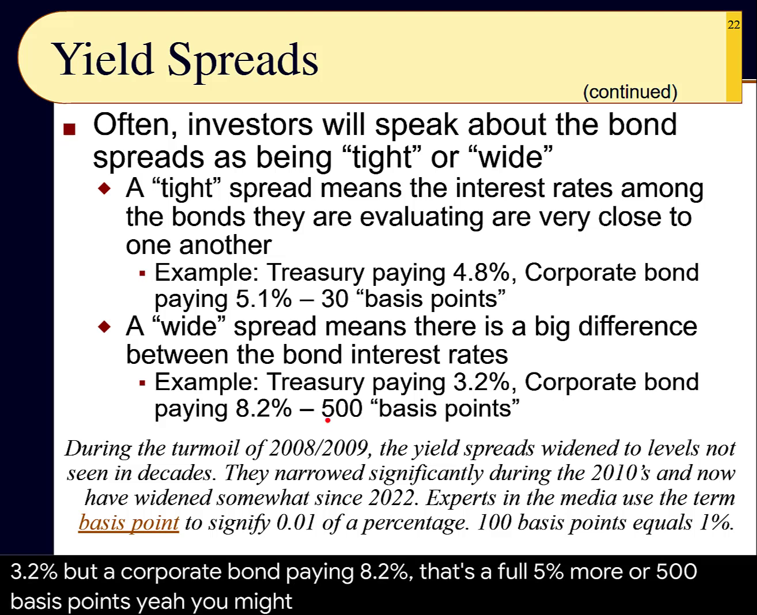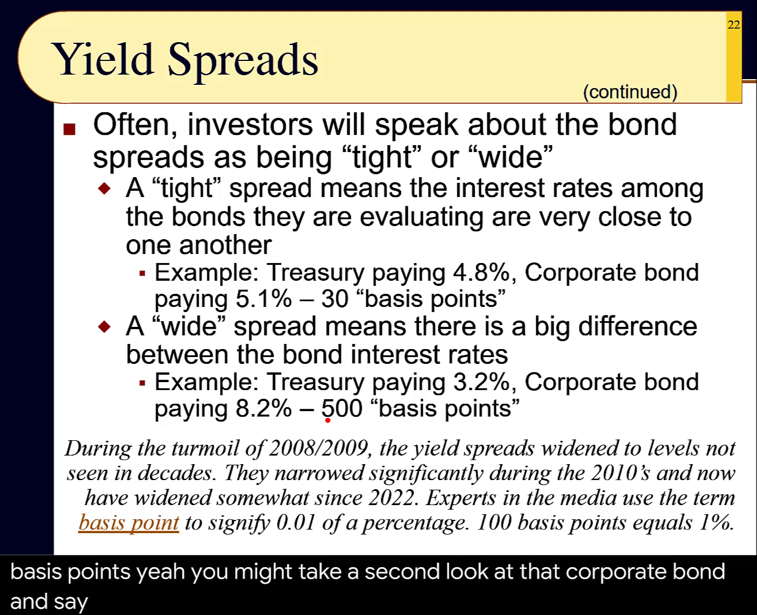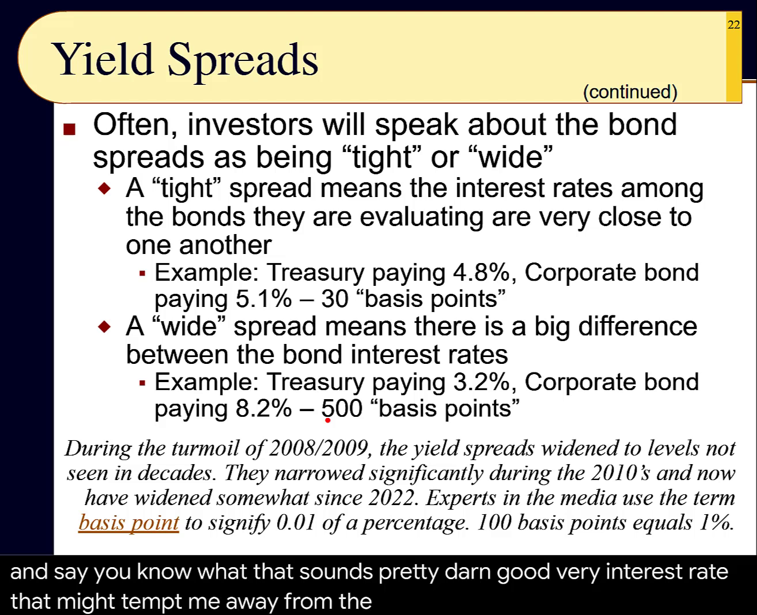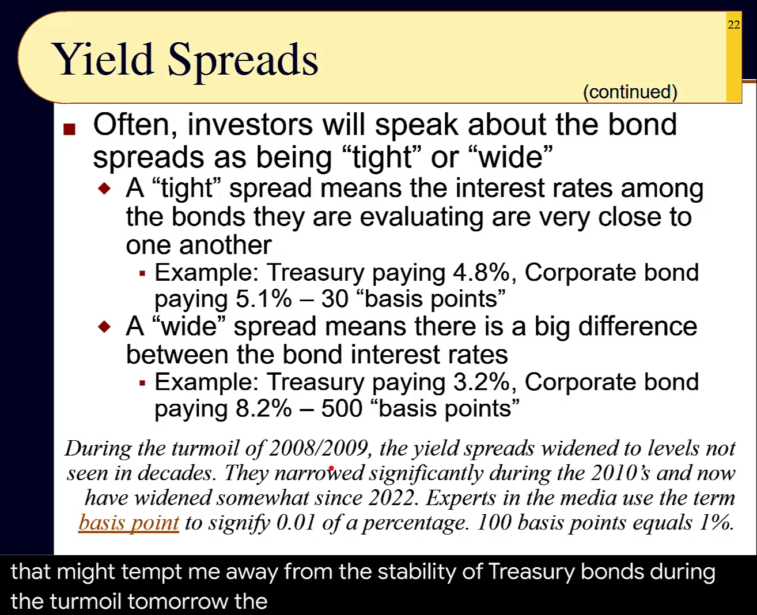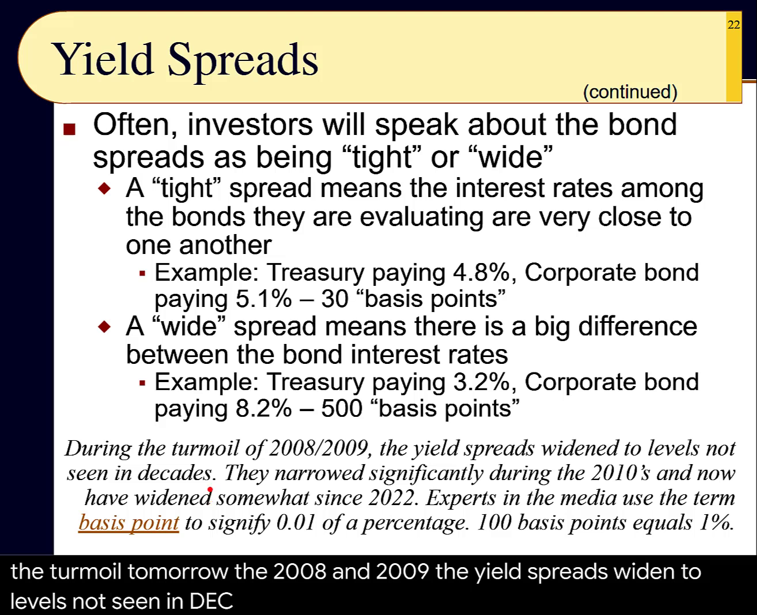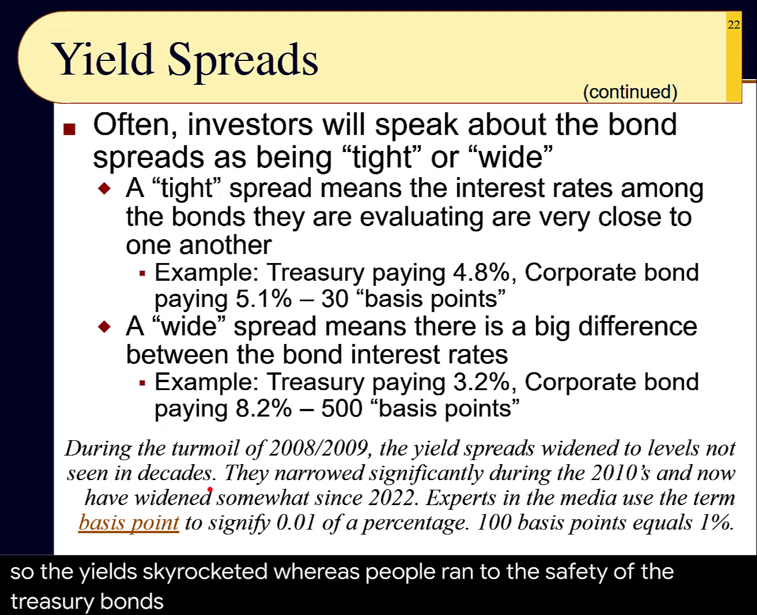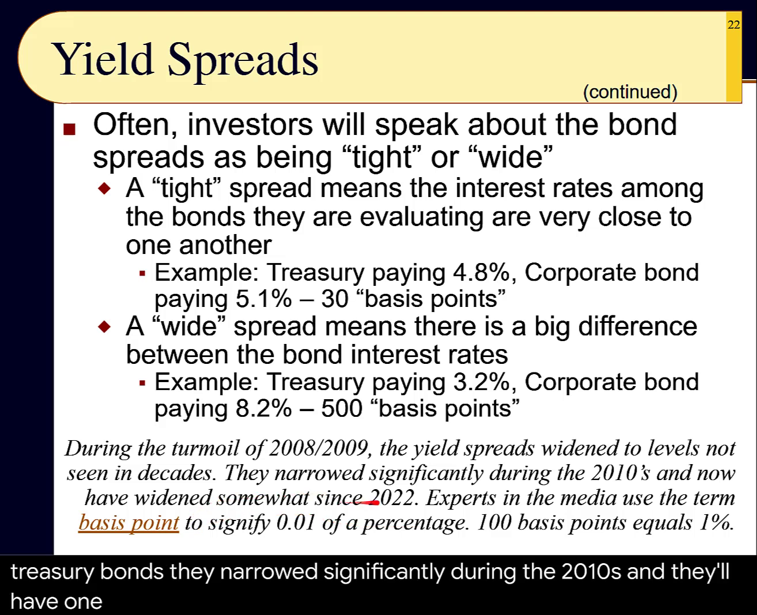Yeah, you might take a second look at that corporate bond and say, you know what? That's a pretty darn good interest rate. That might tempt me away from the stability of treasury bonds. During the turmoil of 2008 and 2009, the yield spreads widened to levels not seen in decades. Corporate bonds were just in terrible distress, so the yields skyrocketed, whereas people ran to the safety of treasury bonds. They narrowed significantly during the 2010s and now have widened somewhat since 2022, when interest rates started to rise.